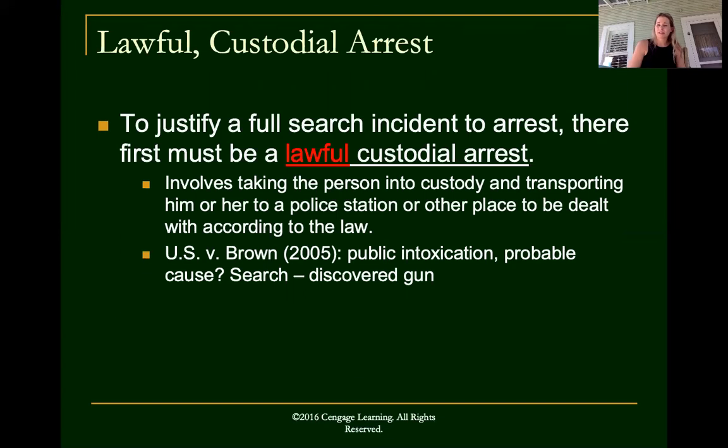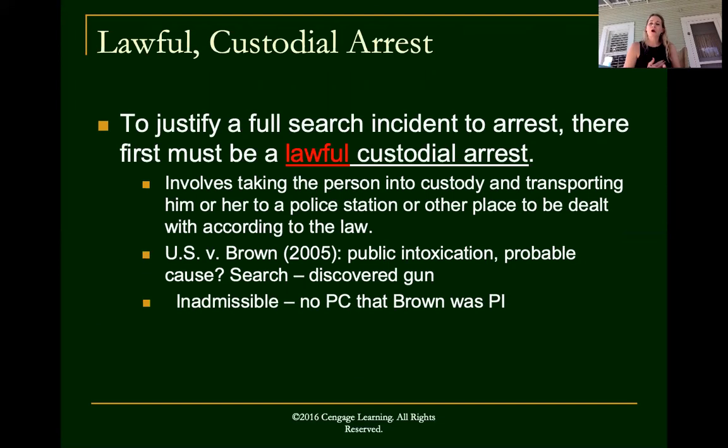Now, when they were in the process of arresting him, they patted him down and they discovered a gun. Is it admissible, folks? Y'all know the answer. No, because there wasn't probable cause to even arrest Brown for public intoxication. So if there's no probable cause to arrest the person, then there's no authorization to search that person, period.